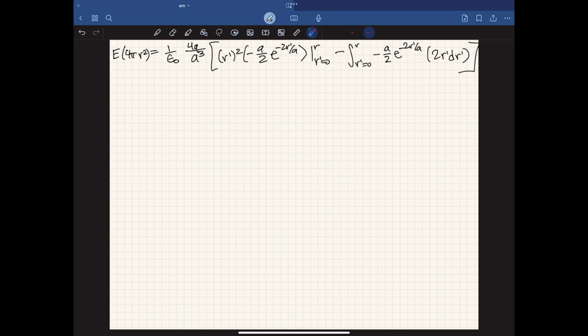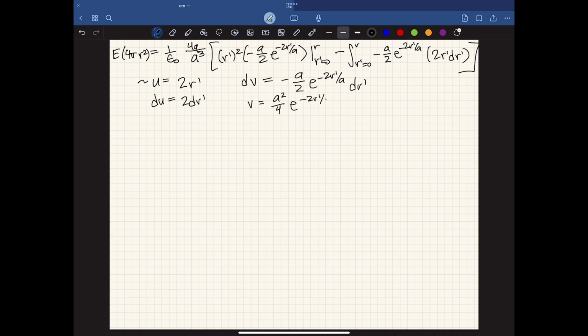Now we use integration by parts again for this part of the equation. I will define u as 2r prime and du will be 2 dr prime. dv will be e to the power of negative 2r prime over a dr prime, and v will be negative a over 2 e to the power of negative 2r prime over a.